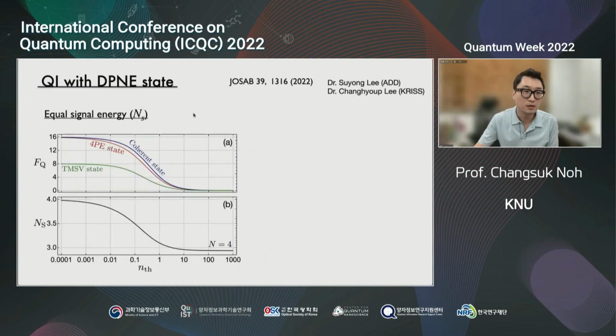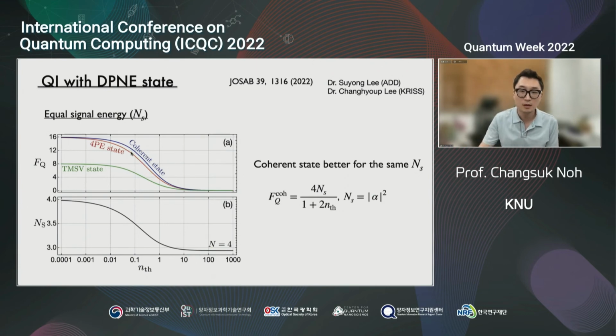So that's what we did. If we do that, then we see that the coherent state always has a higher QFI, and thereby error exponent, than the DPNE state. Don't worry about the TMSV. If you calculate the signal photon number, you see that it decreased from 4 to just below 3. When it's 4, it's the same. When it's 3, it's the same. But in between, the coherent state is better, which you can calculate using this formula.